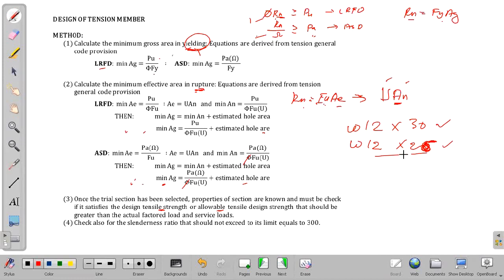Okay? If it satisfies your design tensile strength or your allowable tensile strength. If it is okay, this is what you will choose. It is more economical since it is lighter. Okay? Whichever is the lighter section is the more economical, since the selection of steel section is per kilo, its weight. So if you notice in the AISC manual, we have the indicated weight of the standard section. Okay? So you will also base on the weight. Okay?